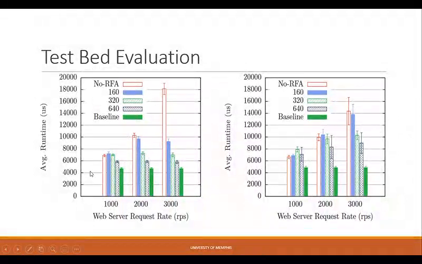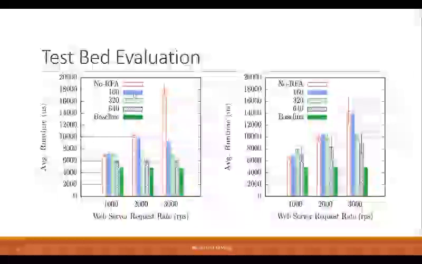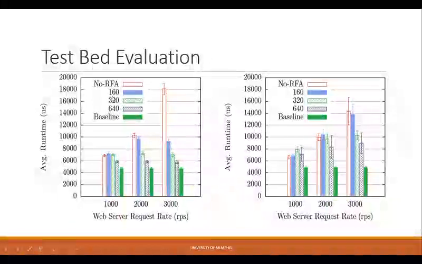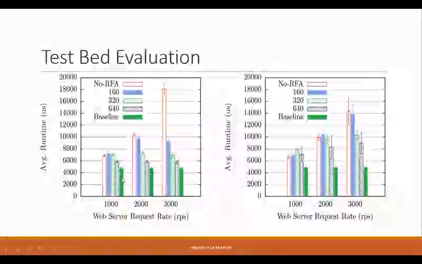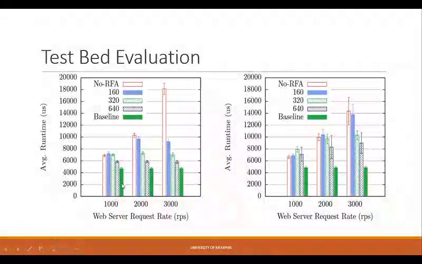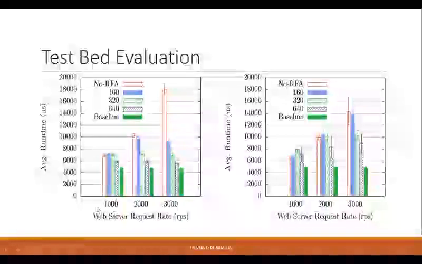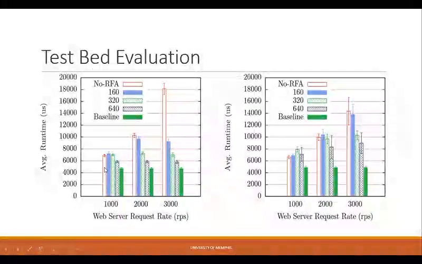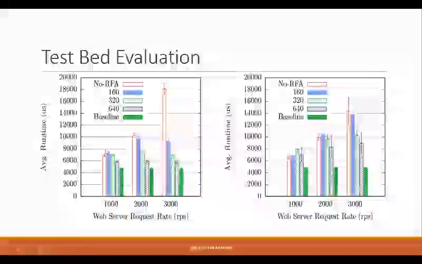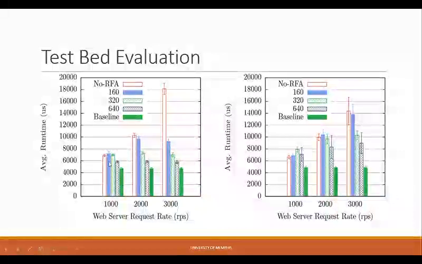And the blue ones, 160 and 320, represent the RFA request rate. So, in brief, this green represents ideal, where the request rate is 0. Here, the orange one represents where our request rate of the RFA is 0. And those in between represent different request rates like 160, 320, and so on.